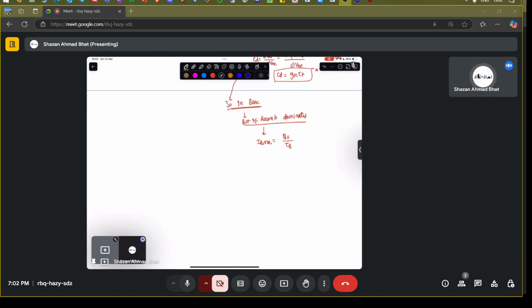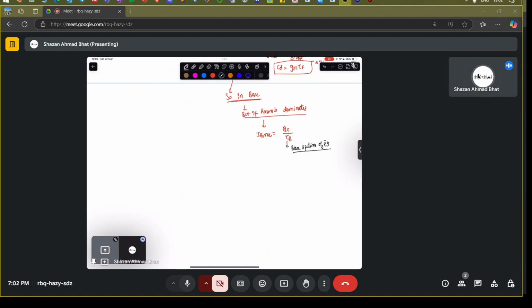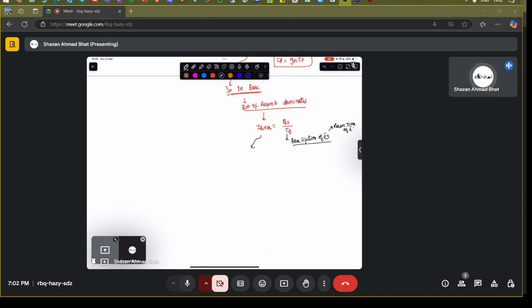tau B. This is not actually the base transit time. This is the base lifetime of electrons, which is related to the recombination time of the electrons. And from this you can write beta, which is IC over IB, which is QF divided by tau F times tau B divided by QF. So you can write it is approximately equal to tau B divided by tau F.